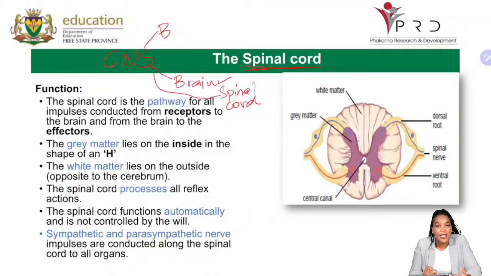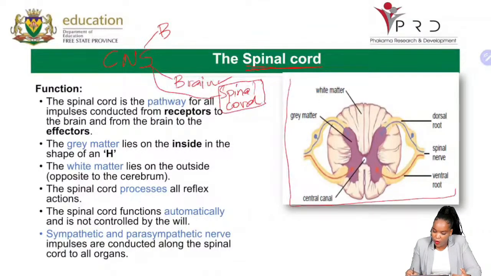So we have done the brain. Now we are coming to the spinal cord. This is a diagram of a spinal cord. How does a spinal cord look? Or what parts does it have?